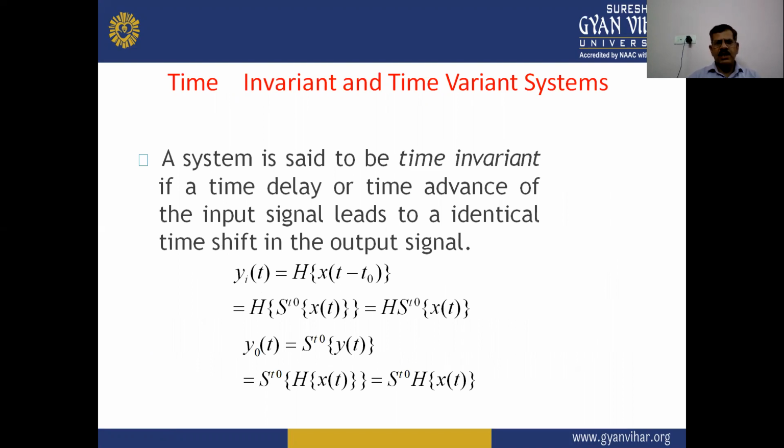Next one is the time invariant and time variant system. A system is said to be time invariant if a time delay or time advance of the input signal leads to an identical time shift in the output signal. So y(t) = H[x(t - t0)], and H[x(t - t0)] = y(t - t0), that is, H S_t0 x(t) = S_t0 H x(t).